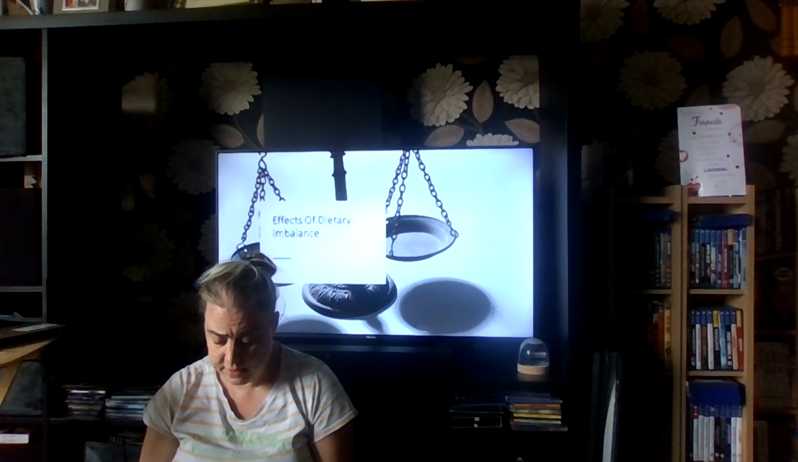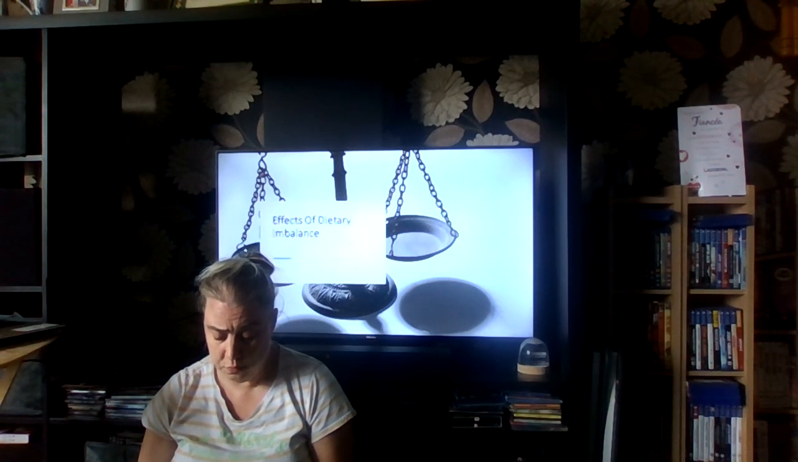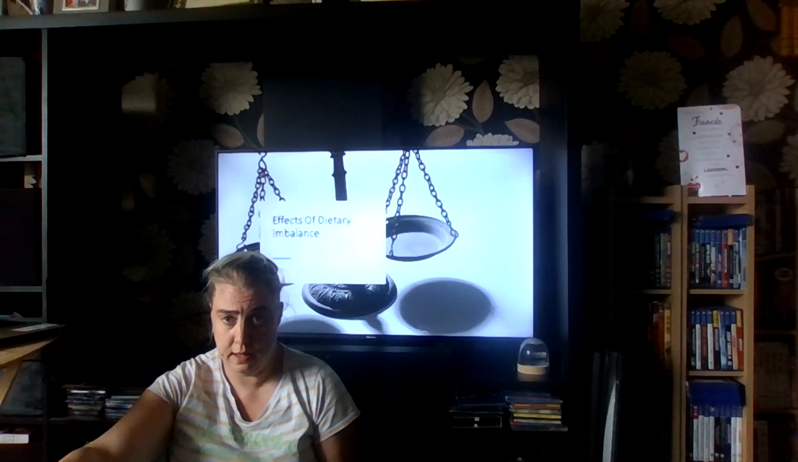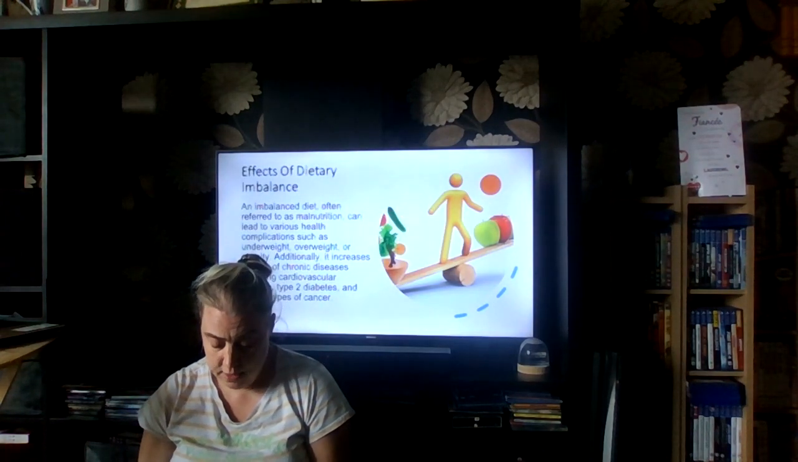So we've talked about a diet, so now we need to know the balance of how we're going to keep this in our system. An imbalanced diet, often referred to as malnutrition, can lead to various health complications such as underweight, overweight or obesity. Additionally, it increases the risk of chronic diseases including cardiovascular diseases, type 2 diabetes and cancers.